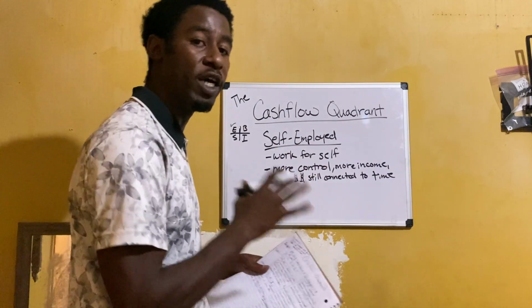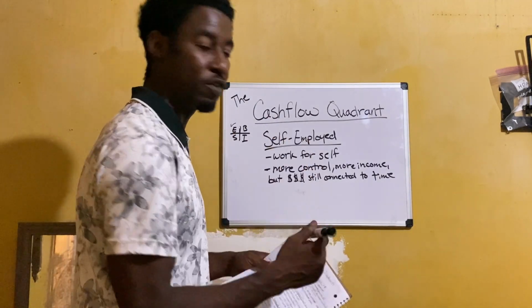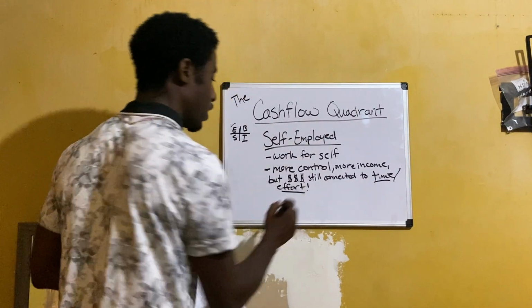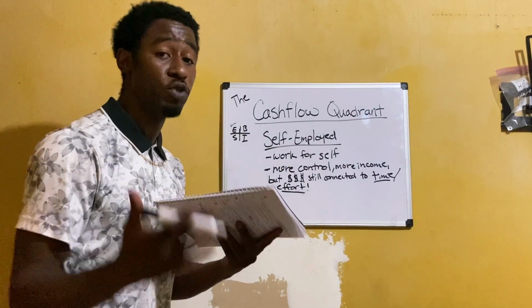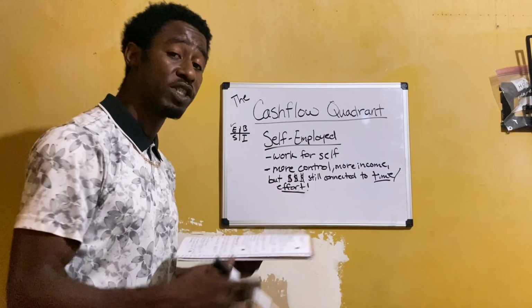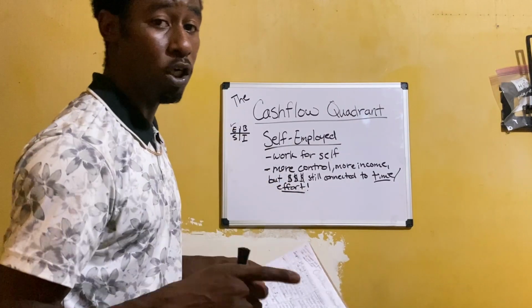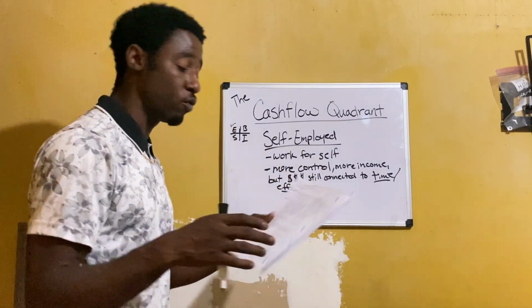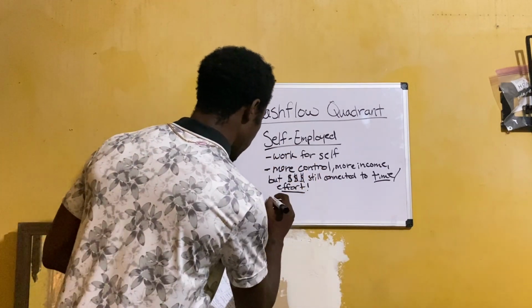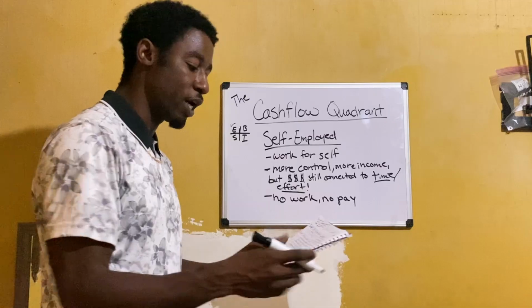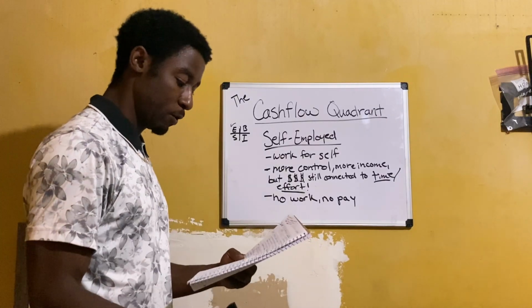Your money is still connected to the time you can actually spend in the facility or the effort, right? Time and effort. You're self-employed. You have more control. You can control your work schedule. You can get up whenever you want to, but still, time and effort controls your income, right? If you don't work, you don't get paid. If you don't show up to your clients' appointments, you don't get paid, right?